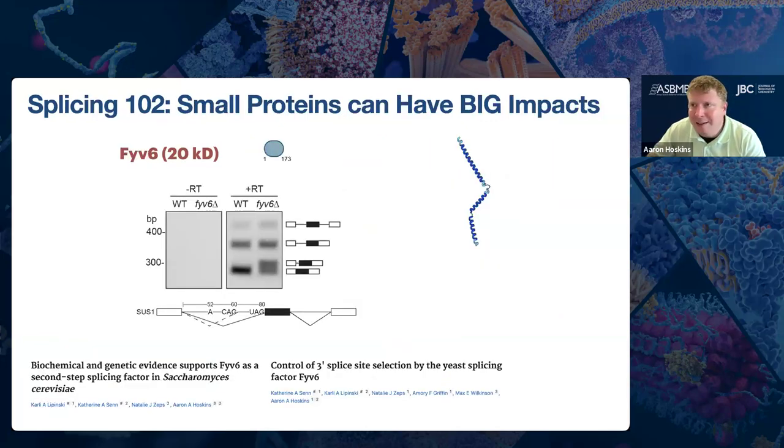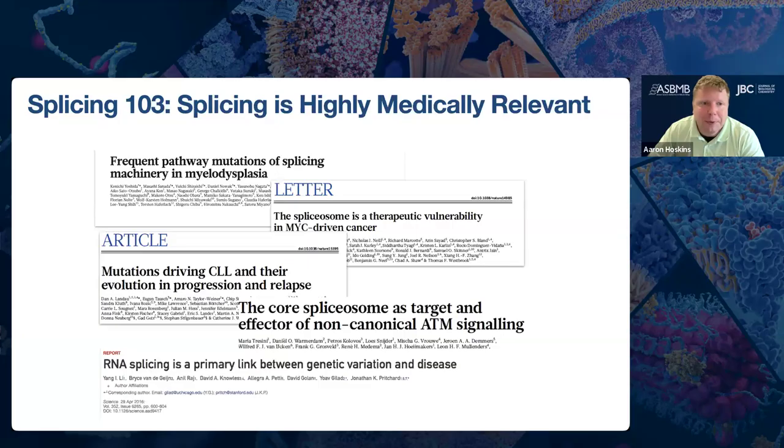This isn't to say that small proteins can't have really large impact. This is an example from my own lab where we studied a very small protein called FIV6 and found that if you removed it, you can actually change mRNA isoform generation. So even really small things can have very large impacts on splicing outcomes in cells.